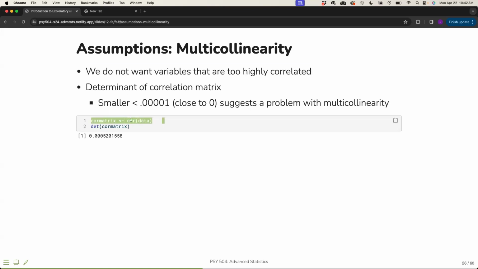What I'm highlighting here is how to extract the correlation matrix, using the cor function, and then we can get the determinant of the correlation matrix using the det function here. And we see that the determinant is 0.005, which is greater than this value here. So we can say that we don't have multicollinearity in our data, which is good, which is what we want.